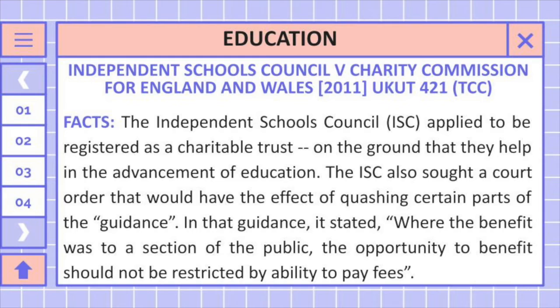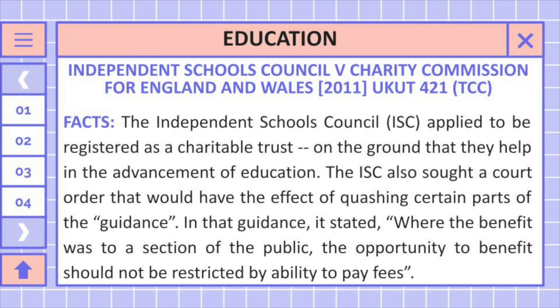Generally, it is a charitable trust even if for private school as long as it does not run for private profit. Example of a case under education is Independent Schools Council against Charity Commission for England and Wales. In this case, the Independent Schools Council (ISC) applied to be registered as a charitable trust. This application was on the ground that they help in the advancement of education. In addition, the ISC also sought a court order that would have the effect of quashing certain parts of the guidance. In that guidance, it stated that where the benefit was to a section of the public, the opportunity to benefit should not be restricted by ability to pay fees.